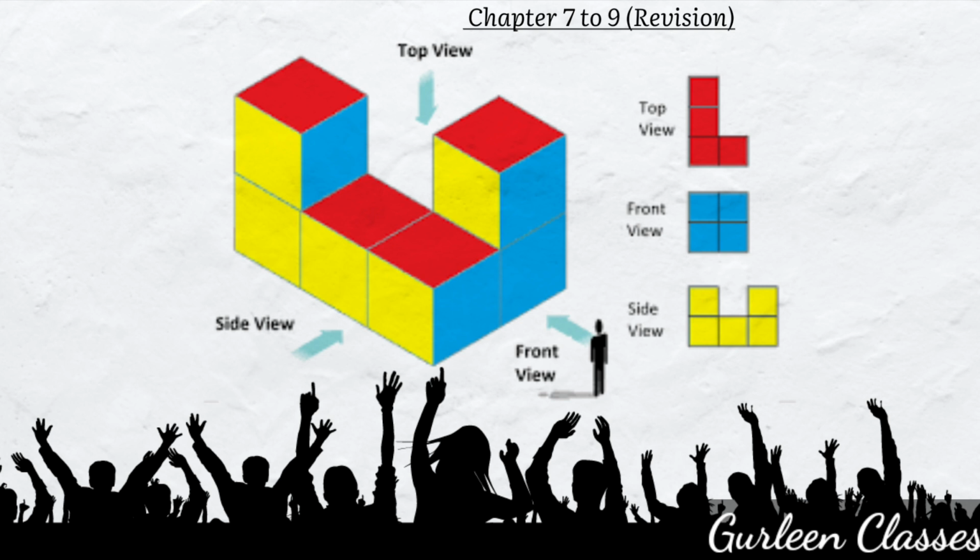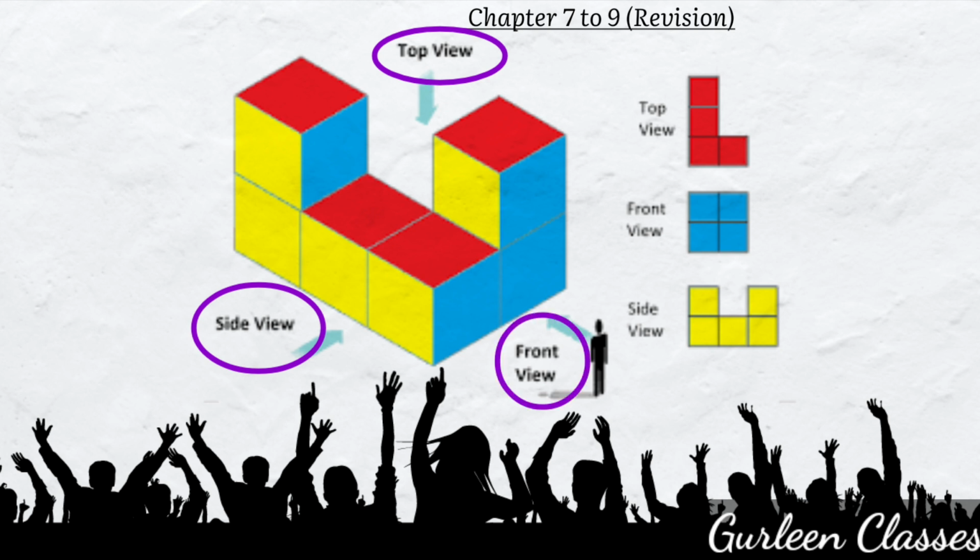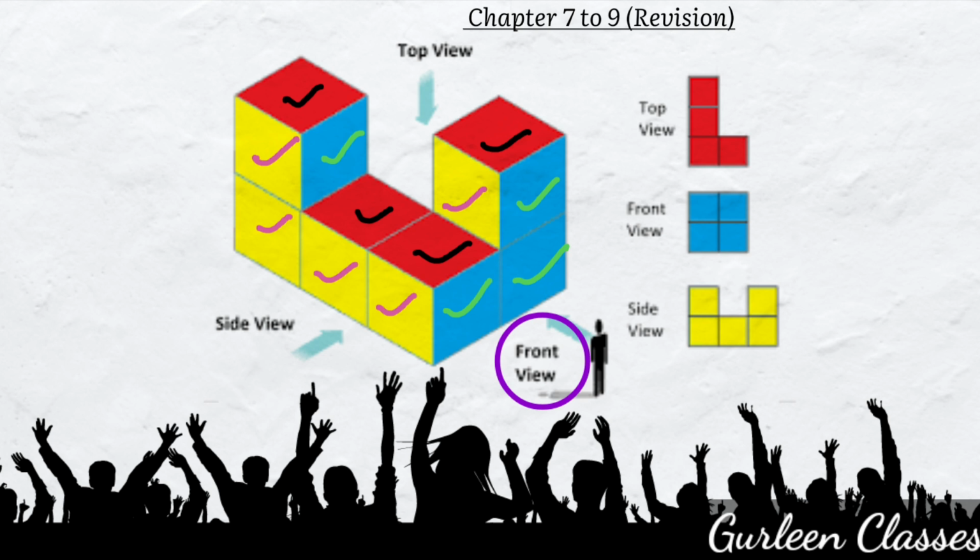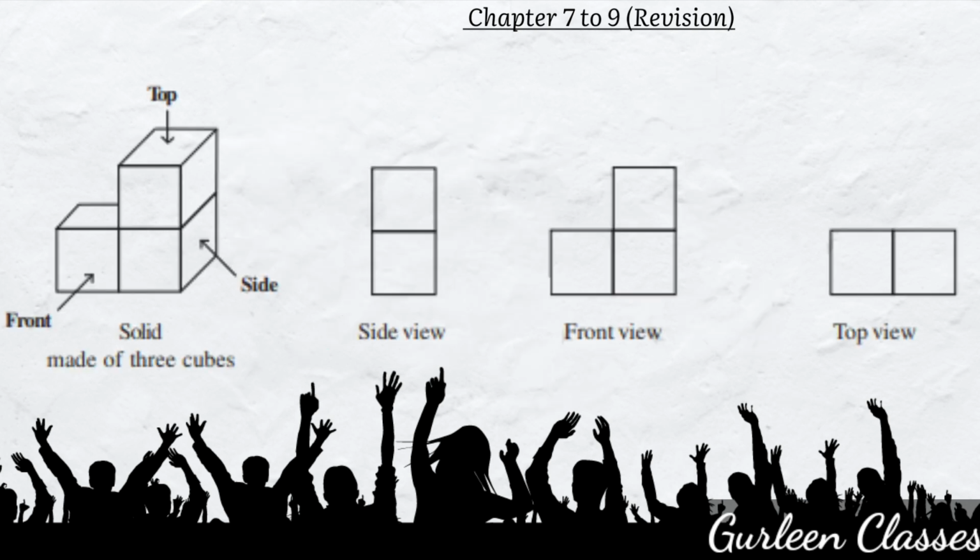So now let us discuss 3 different views for seeing an object. In this object there are 3 different views: top view, side view and front view. If you see an object from the top, this is the top view. If you see that object from the front, this is the front view. And if you see this object from the side, this is the side view. Next, the solid is made up of 3 cubes. This is the side view, this is the front view and this is the top view. There are 3 different views: top view, side view and front view.